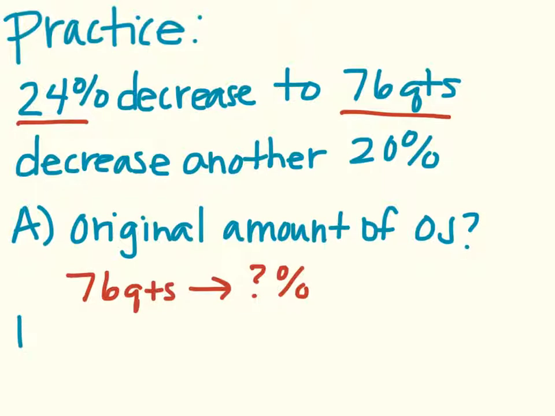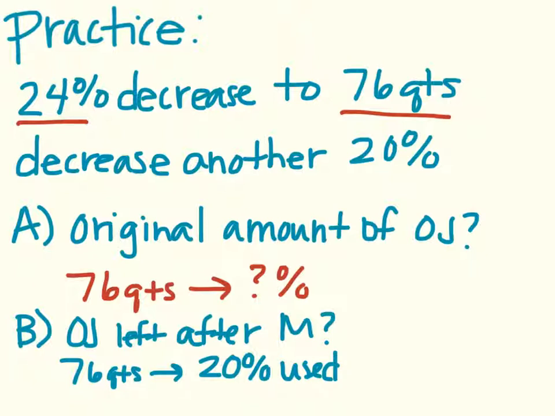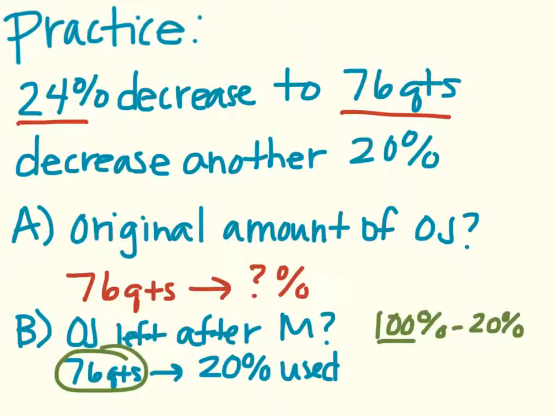Okay, here's Part B. In Part B, I want you to figure out how much OJ was left after Monday. Remember, on Monday, they took the 76 quarts and they used 20%. So the question really is, what's 80% of 76 quarts, right? Because we're taking 100% minus 20%. We know our 100% is equal to 76 quarts, and then work from there.